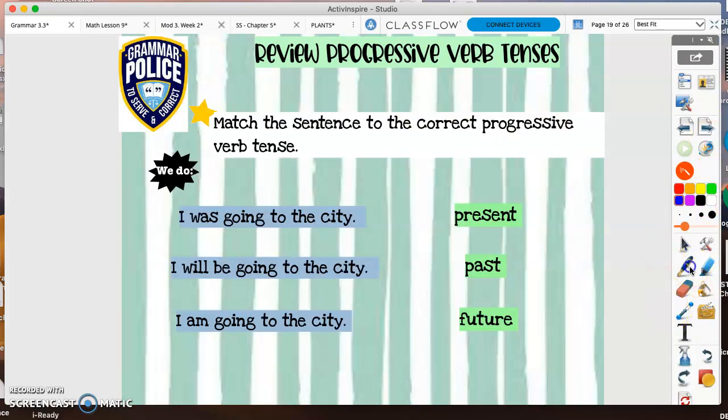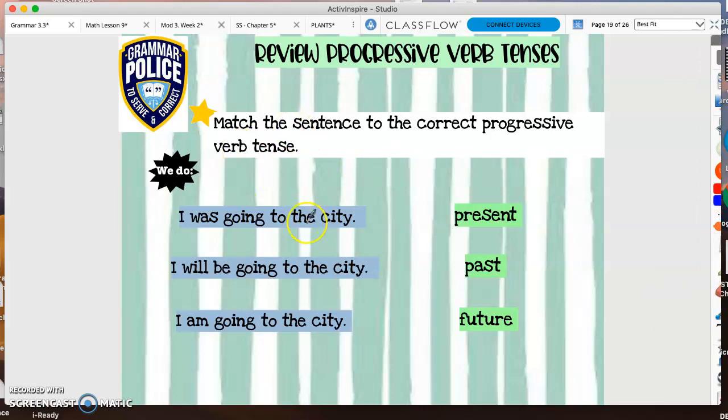All right, so here I am going to match the sentence to the correct progressive verb tense. I was going to the city. Well, I know that the past tense of be is was, and was is past. Okay, so was going shows me that it happened in the past. So I'm going to mark those two things together.